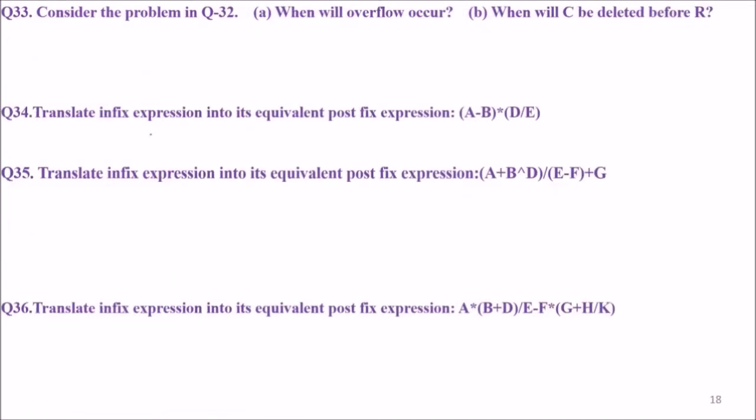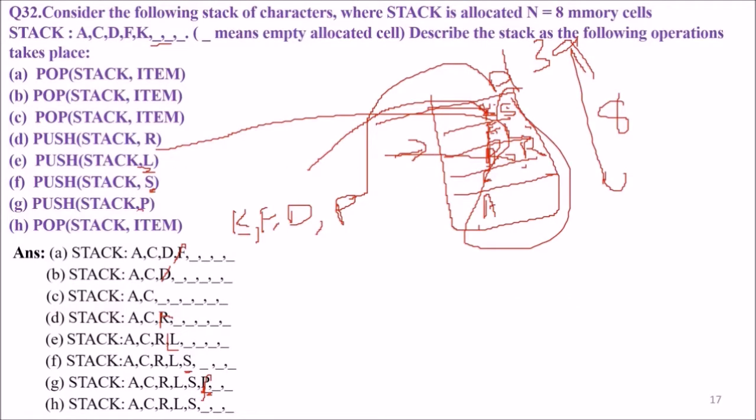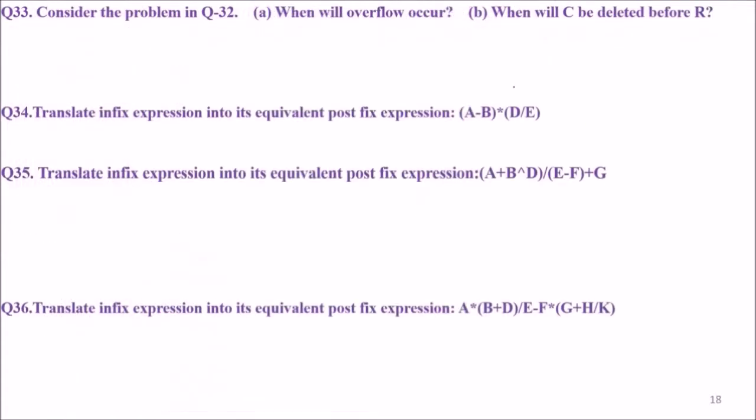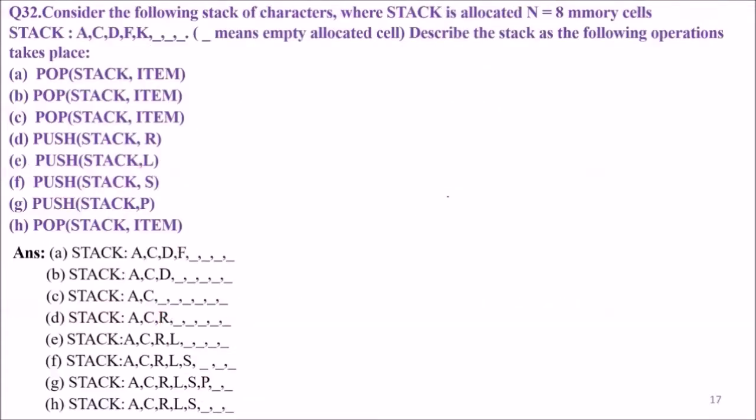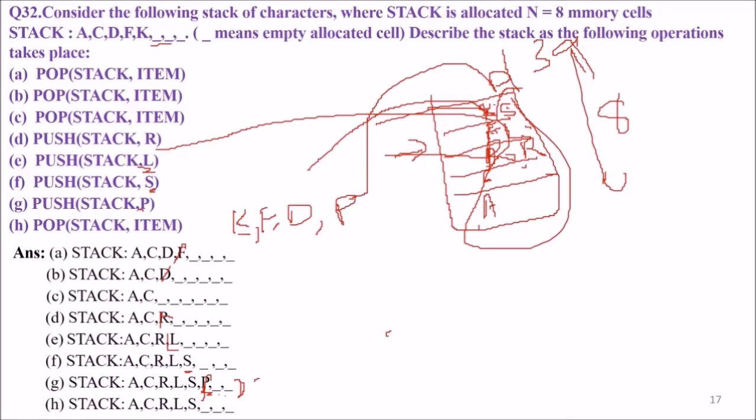So we have just seen the problem of 8 memory cells. When will overflow occur? And when will C be deleted before R? When will overflow occur? When we reach the maximum number possible, which is 8. So we have already reached 5, and 3 are still remaining. So after these pops, there will be no further pop, because that pop will ultimately result in an overflow. And when will C be deleted before R? So how can we delete C before R?